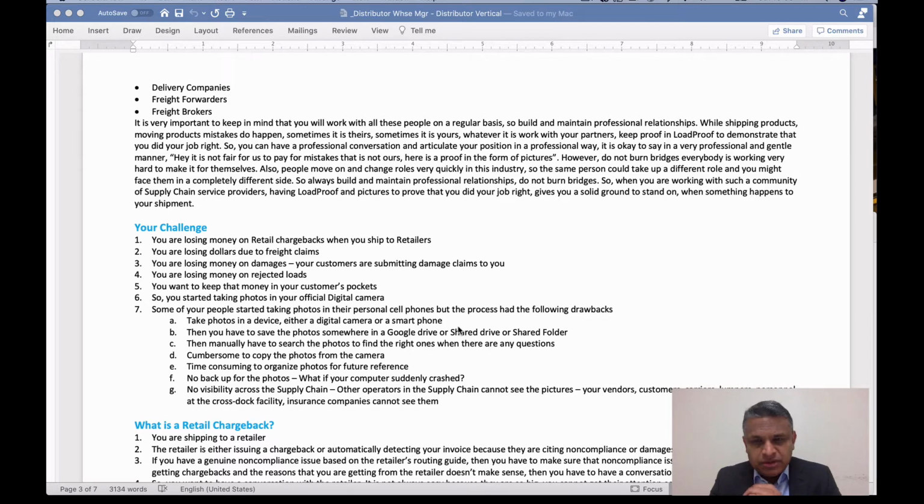Whatever it is, work with your partners in a calm and balanced manner, in a fair manner. So that's where keeping the proof in LoadProof to demonstrate that you did your job right helps a lot, right? So you can have a professional conversation and articulate your position in a professional way. It's okay to say, in a very professional, gentle manner, hey, it's not fair for us to pay for mistakes that are not ours, right?